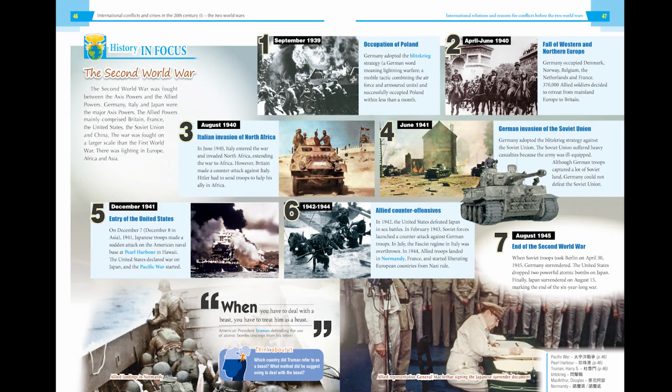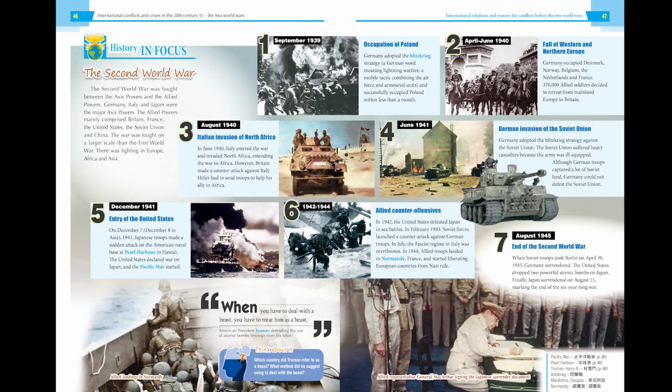5. December 1941. Entry of the United States. On December 7, December 8 in Asia, 1941, Japanese troops made a sudden attack on the American naval base at Pearl Harbor in Hawaii. The United States declared war on Japan, and the Pacific War started. 6. 1942, 1944.